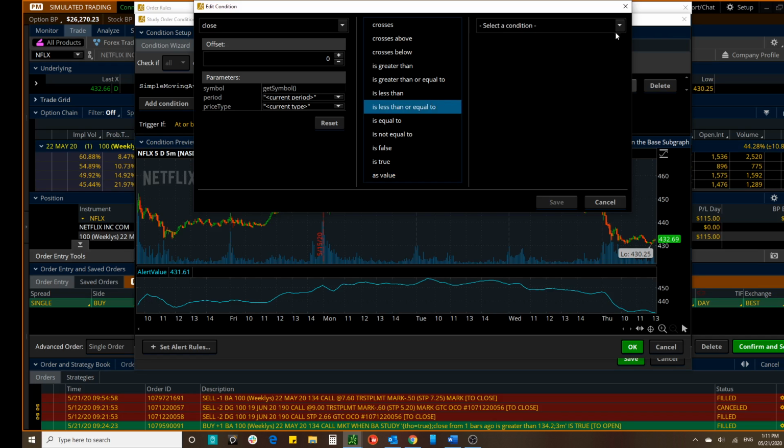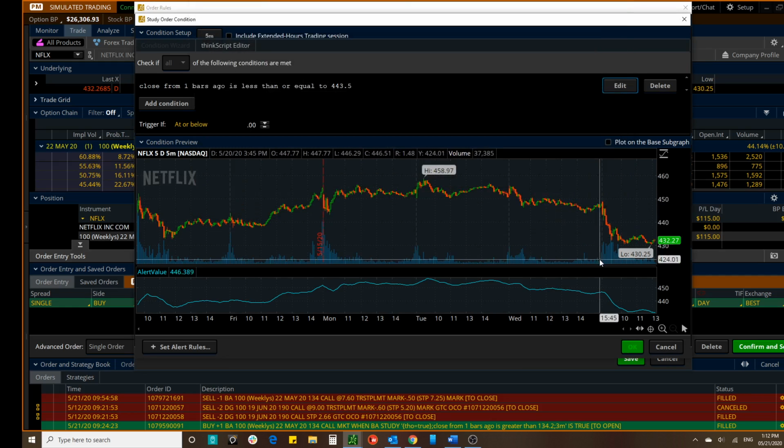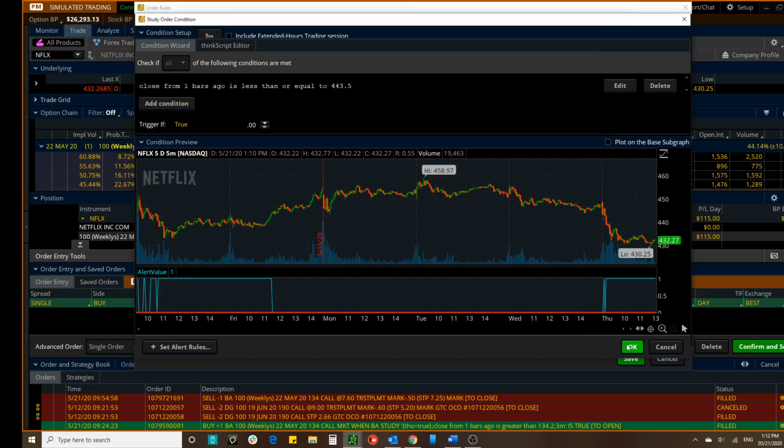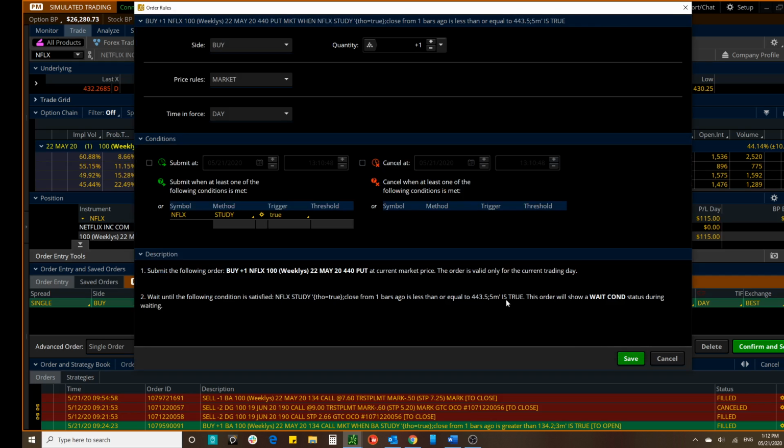So close less than or equal to, and now we'll choose the value 443.5. And we have to choose one offset, because with this it will wait for the candle to form and the close to be below 443.5. We can use equal to or less than. So 443.5, and now we save it. Okay, now you can say okay, and you can read that 1 bar ago is less than or equal to 443.5, and it is a market order, and then save.